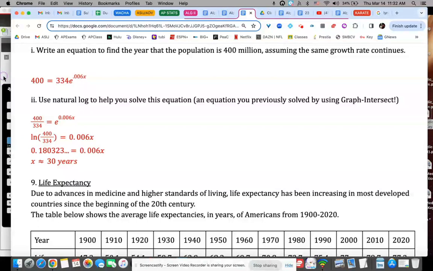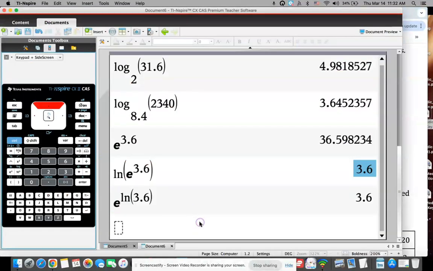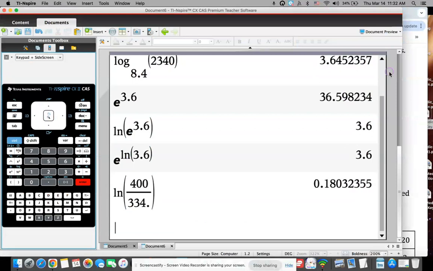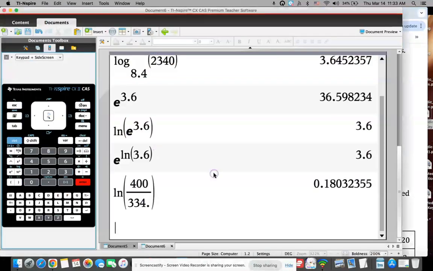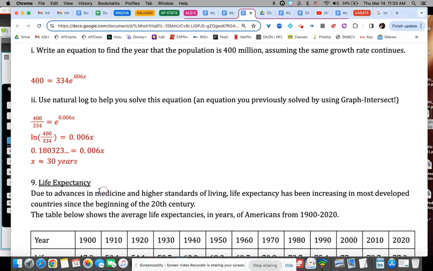All right. So this is just something you throw in your calculator. Natural log of 400 over 334. 400 divided by 334, right? 0.18, right? So that's what I got here. Sweet. And then I can divide by 0.006. Let's divide that by 0.006 and I get 30. Okay, sweet, 30. So it took 30 years.